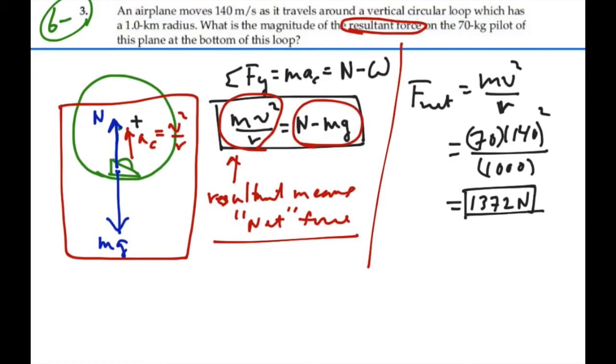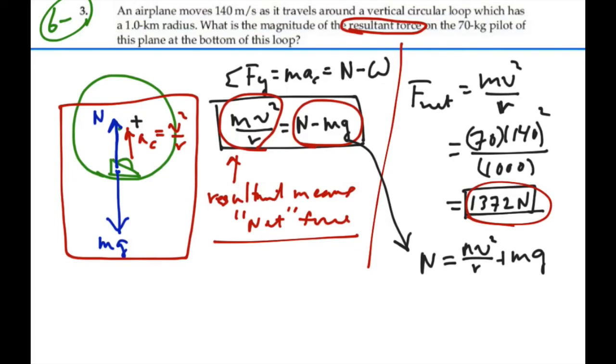If I wanted to find the normal force, I could solve this equation over here, and the normal force would be equal to that net force plus mg. So I would add mg to this 1,372, and that would give me the normal force, but that wasn't asked for. So we were just asked for the resultant force, 1,372 newtons.